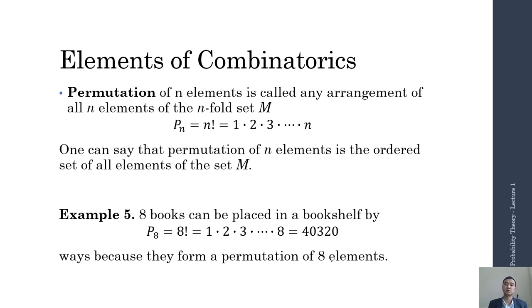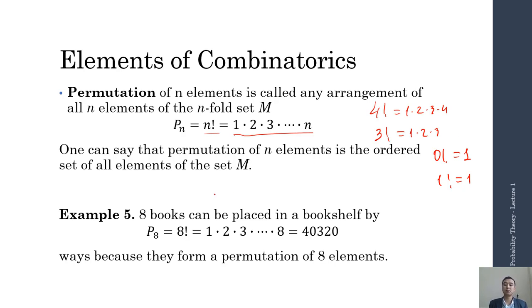The next one is permutation. A permutation of n elements is any arrangement of all n elements of the n-fold set M, which is denoted by Pn, or n factorial. It is the multiplication of the numbers from 1 till n. For example, 4 factorial is 1 times 2 times 3 times 4. 3 factorial is 1 times 2 times 3. 0 factorial equals 1, and 1 factorial equals 1.